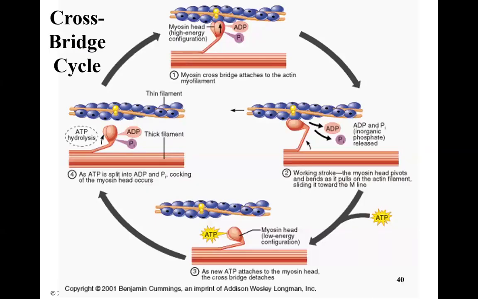Just another way of looking at this cross bridge cycle. Before the muscle cell is even stimulated, we get this cocking of the myosin head. As soon as tropomyosin is out of the way, the myosin head binds to the active sites. Here we have the power stroke, the actual movement, the shortening of the sarcomere. ATP comes along and breaks that cross bridge. That same ATP is hydrolyzed to recock the myosin head, and again and again and again.